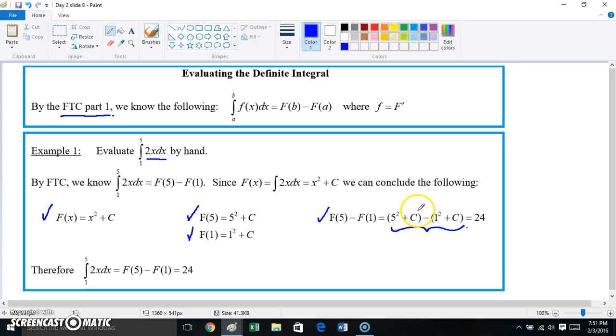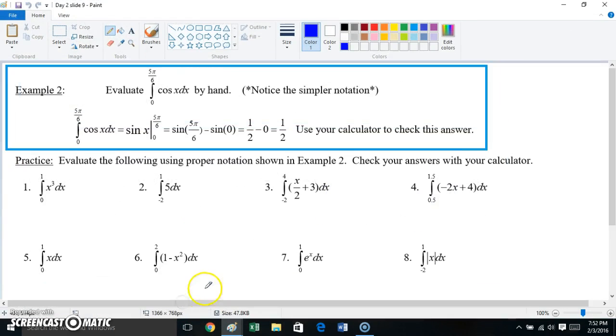So you can see that the c values are going to be subtracted from one another. In the next example, we're not going to find the indefinite integral with that plus c. We're going to get to ignore it because in the end, those c's will drop out. So here's example 2. Evaluate the integral from 0 to 5 pi over 6 of cosine of x dx by hand.